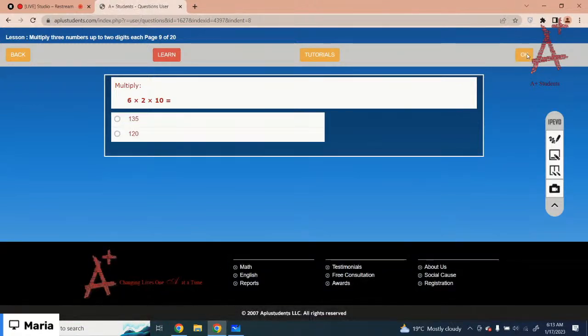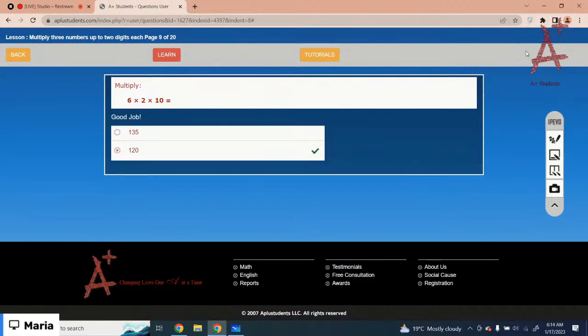Okay, the next one is 6 times 2. 6 times 2 is 12 and 12 times 10 is, yes, that would be 120. Got it? Just select the correct option and click on the OK button.